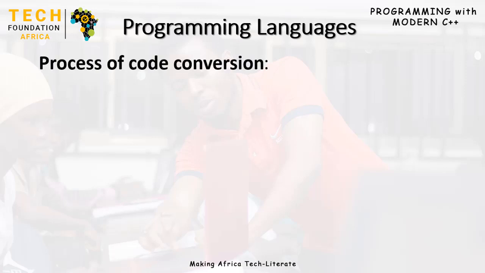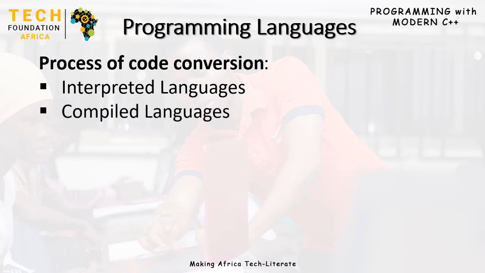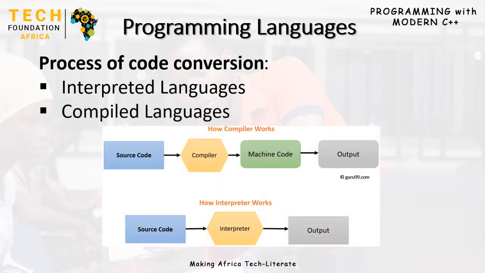Now, we can also categorize or group programming languages according to their process of conversion. That is the process in which their source code is converted into machine code. In this respect, we have interpreted languages. Talk about Python, talk about PHP, talk about MATLAB. These are examples of interpreted languages. And we also have compiled languages. Now, what is the difference?